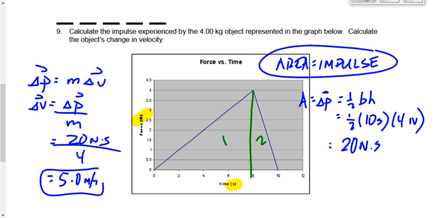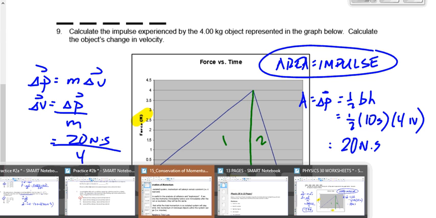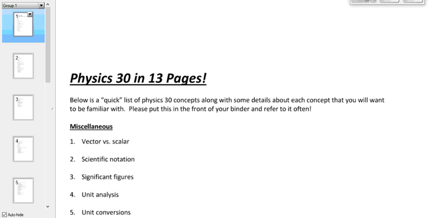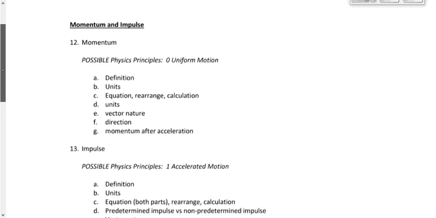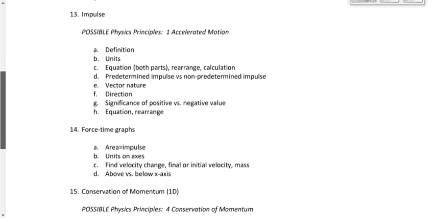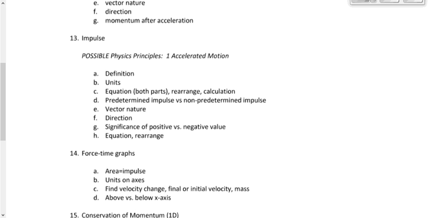All right, I want to take a very quick look at our Physics 30 13 pages document, page 2. We've already gone through topic 12. I want to just look at a couple things with topic 13 and 14. We've gone through this whole thing now, but just to make sure that you guys understand what I mean by all these little blurbs here.